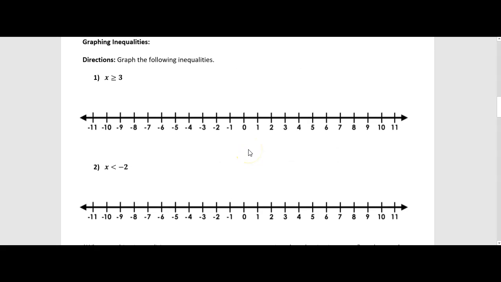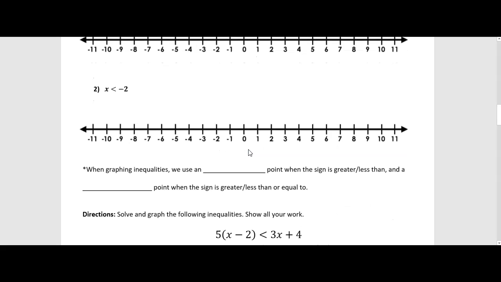All right, let's move on to the next one. This time it says x is less than -2. So again, we're going to go to -2. But this time, x has to be less than, so it cannot include -2. So we're going to put an open point, because it cannot include -2. Now we have to think about which side of this point there are numbers that are less than -2, and it's going to go to the left.